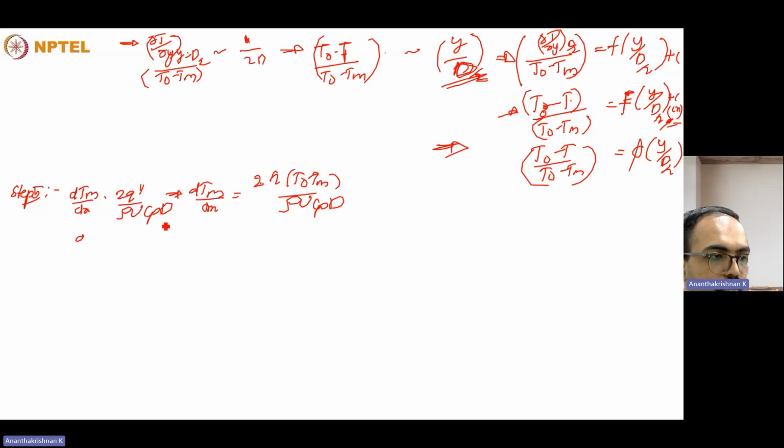So what we try to do is integrate this equation and get the mean temperature profile. That is, dTm divided by (T0 minus Tm) is equal to 2h divided by rho u cp d into dx. Integrating it in terms of a logarithmic profile and putting in the first temperature and a second temperature, we can arrive at this value.